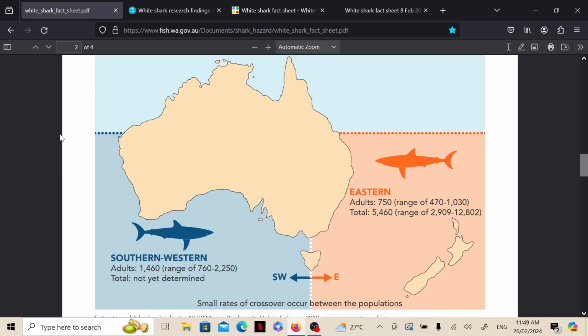At the moment they don't really know what the actual populations are, but this is the estimate. Adults are around about 750 on the eastern side, and a total of 5,460. Adults in the south-western are nearly 1,500, but the total is not determined yet, because in the eastern states they do track and tag white sharks, whereas in South Australia they don't really do that. So for them to actually keep a record of how many white sharks are in these waters as well.